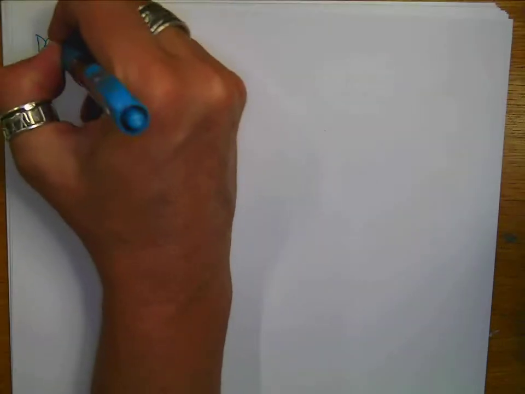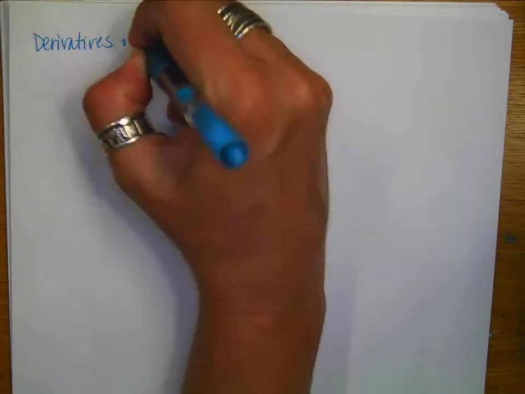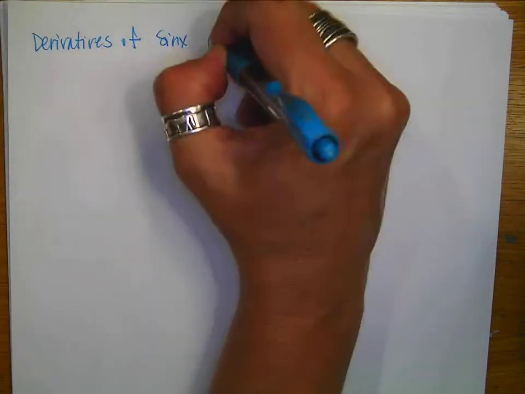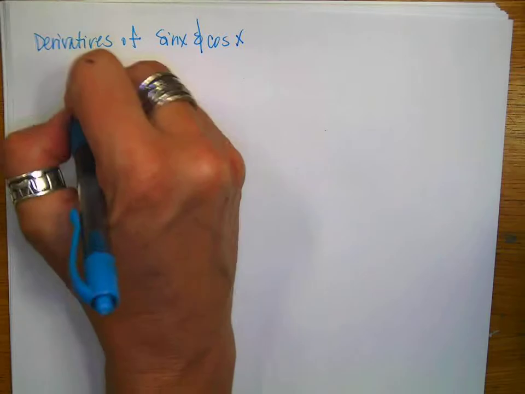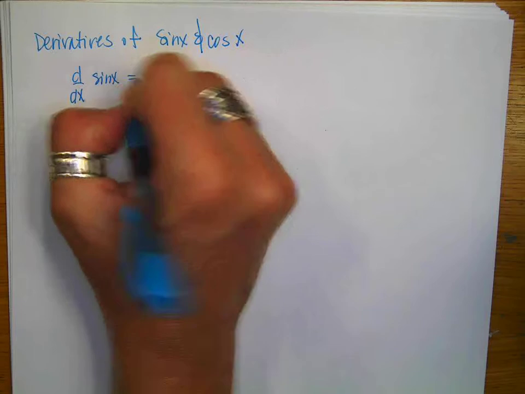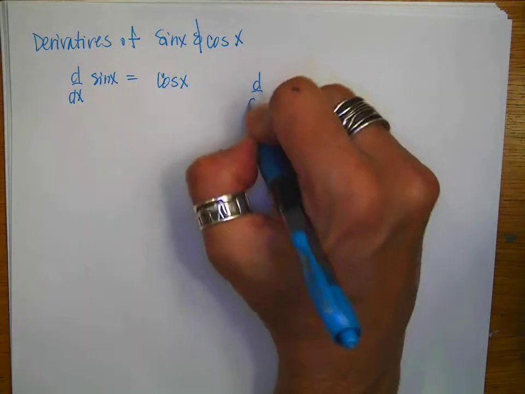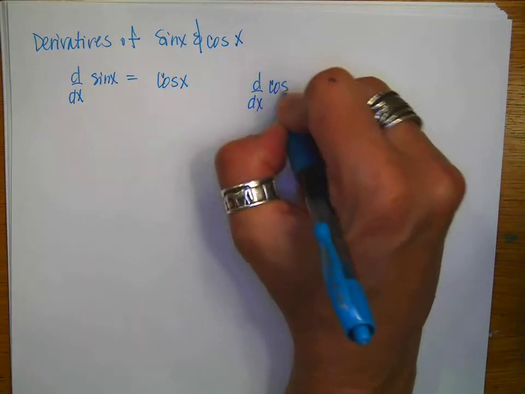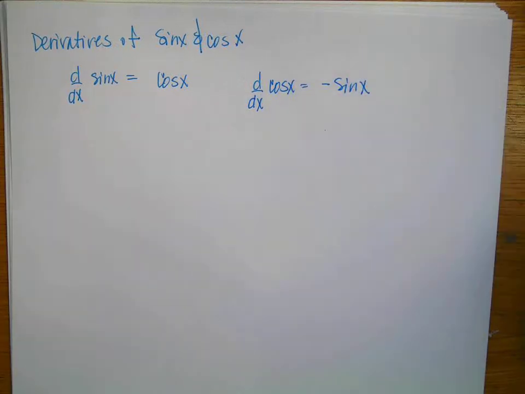So that's pretty polite. Now we need to start getting some of our trig rules. These are derivatives of the sine of x and the cosine of x. The derivative of the sine of x is the cosine of x, and the derivative of the cosine of x is a negative sine x.